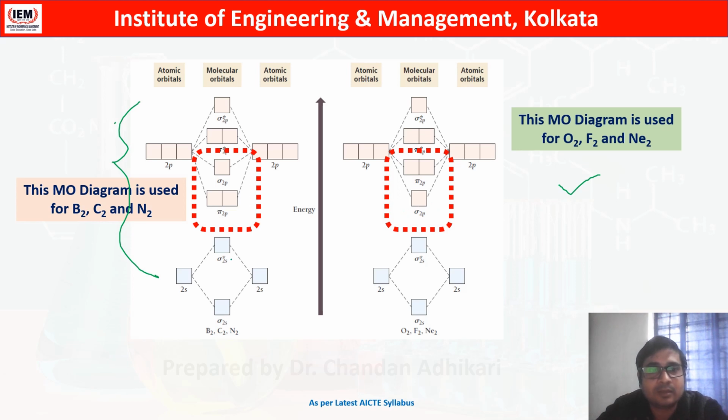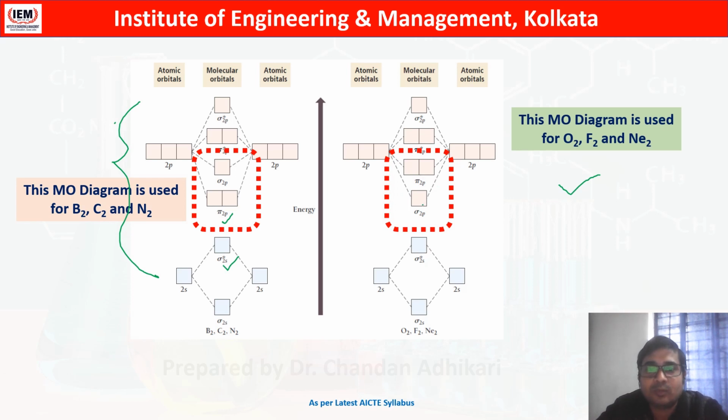Now why does this happen? This happens because of the 2s and pi 2p interaction. In the case of boron, carbon and nitrogen, this interaction between sigma star 2s and pi 2p is very strong. That's why the energy of this pi molecular orbital is lower than the sigma molecular orbital. Whereas in the case of oxygen, fluorine and neon, this interaction is very low. That's why it is not appearing below the sigma 2p orbital.